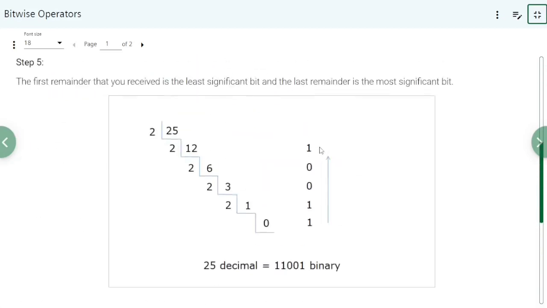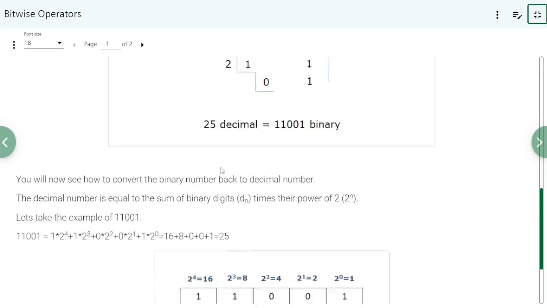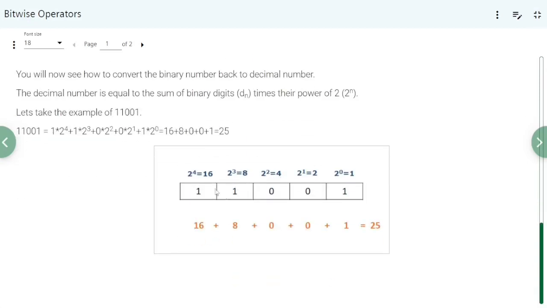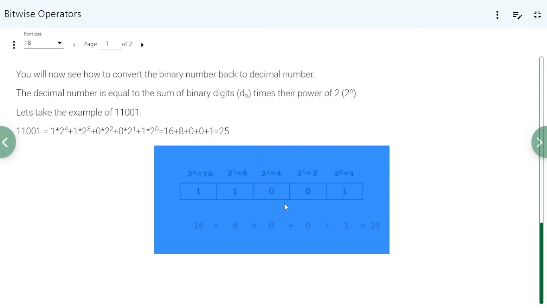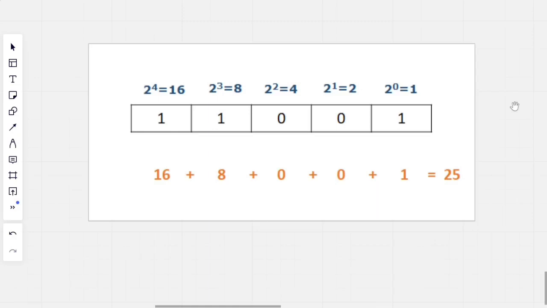Okay, so we already have this binary representation of 25. Let's just take the similar example. Let me just copy this and go to our board. Here you can clearly see we have this box, and in that, we have our binary representation of 25.